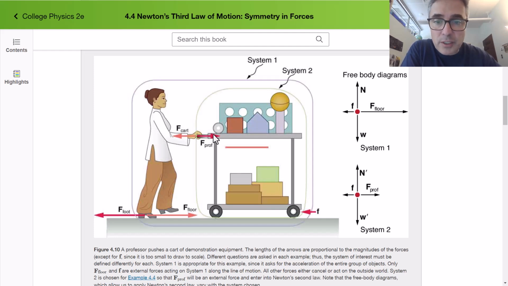So if system 2 is the cart, the professor pushes forward on the cart. There's some maybe friction pushing backwards. The idea here is that the force the professor pushes on the cart is greater than the friction, and so there's an acceleration of the cart.